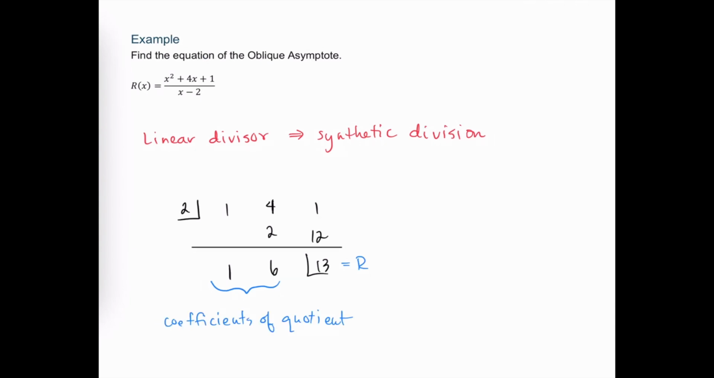Our quotient is going to be degree 1 because we started with a degree 2 dividend and we divided out a degree 1 divisor. That means that the quotient has to be degree 1. And the equation is going to be y is equal to 1 is the coefficient on x to the first power, and then 6 is going to be the constant. This quotient is going to be the equation of the oblique asymptote.